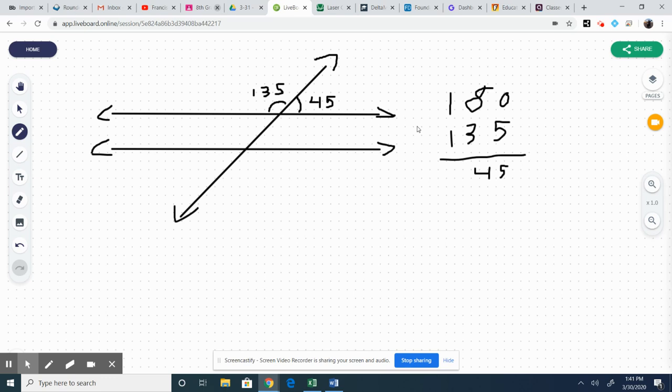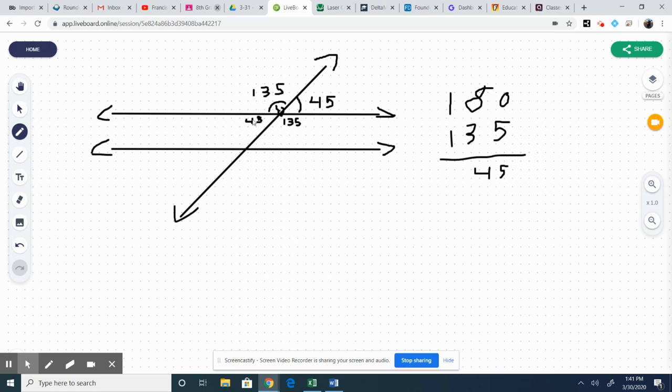Now, based on that, we are going to be able to find every other angle for this problem. So one easy one is that angles that are straight across from each other are going to be equal. So these angles that are across from each other are both 135, just like these angles across from each other are both going to be 45.